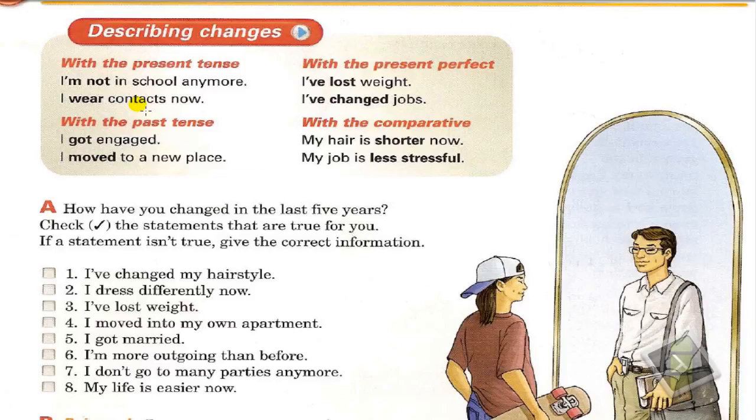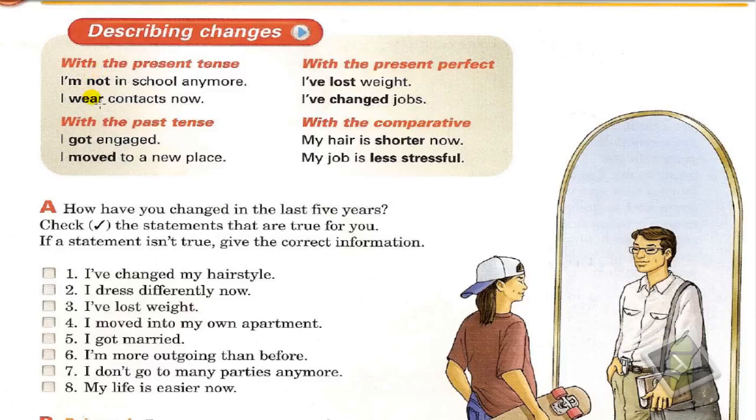With the past tense. I got engaged. I moved to a new place, I moved. So here, ED. I moved to a new place, I got engaged. The past tense, subject, verb, plus D, ED, IED. The present, he, she, it, verb, plus S, ES, IES.